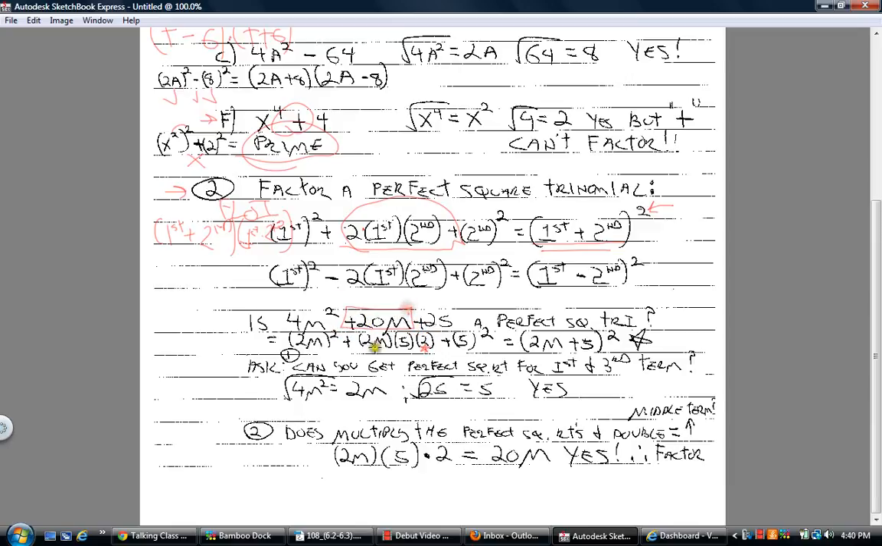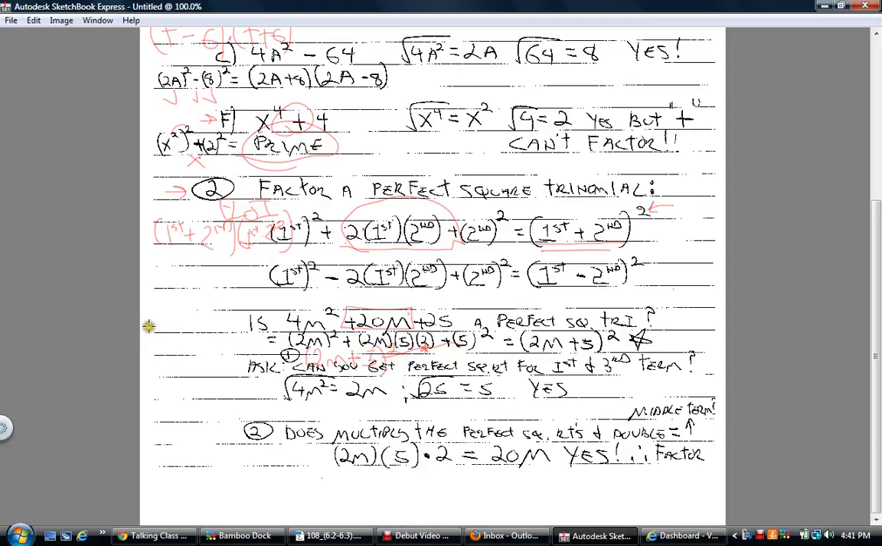It has to match. So now you've got 2m times 5 is 10m, times 2 is 20m, and the answer is yes. Therefore, what you do is you drop the first square root, drop the sign, drop the second square root. I usually like to do this vertically. 2m, drop the sign, drop the second square root, which is a 5, quantity squared.